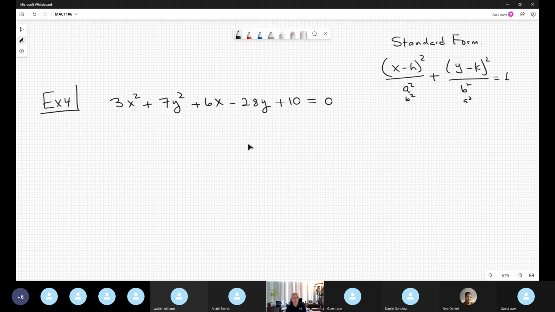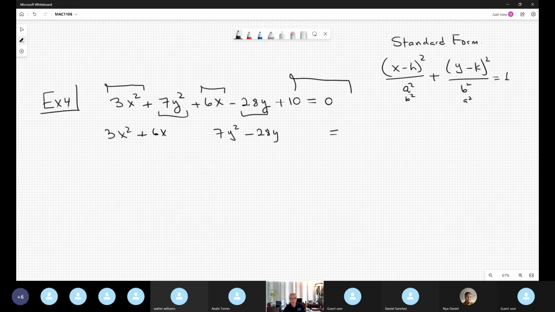Let me try to explain. Okay, you take now the x part, and you copy it separately. 3x squared plus 6x. And you put some space here because I want to do something here. And you put the y part alone. 7y squared minus 28y, another space, and of course, this totally crazy thing moves to the right-hand side as a minus 10. Okay, this is my first organization.